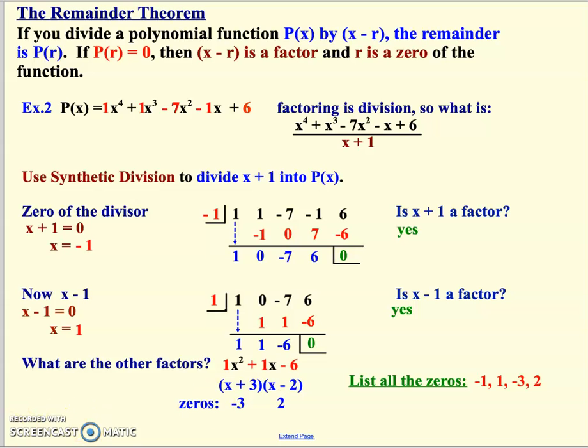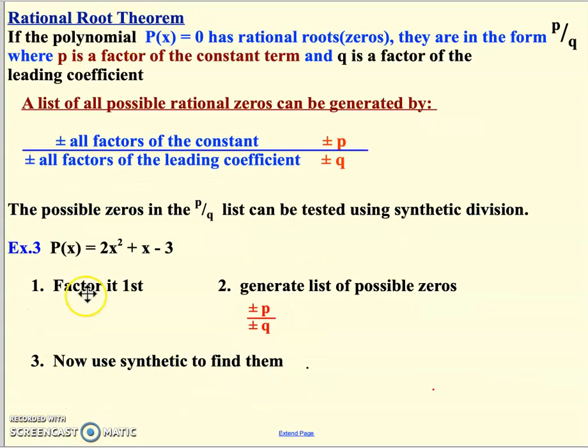Okay, let's try a little bit more to see if you guys got the idea of synthetic down. So what if we don't say, hey, test this? You're just on your own. Well, then you have to create a possible list. The potential list of zeros comes from the lead coefficient and the constant. The lead coefficient is always the number out front, attached to your largest exponent. The constant is the number term that has no x. So what you literally do is make a list of all the factors of the constant term over all the factors of the lead coefficient, and then you start testing.